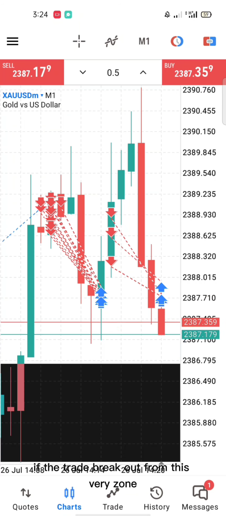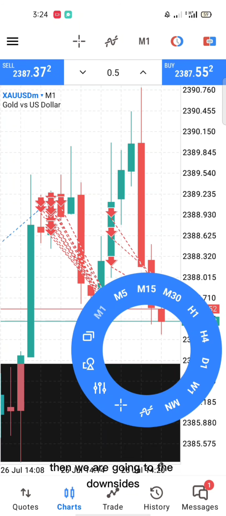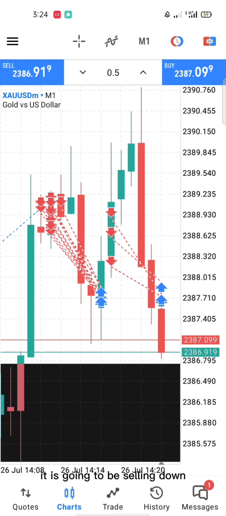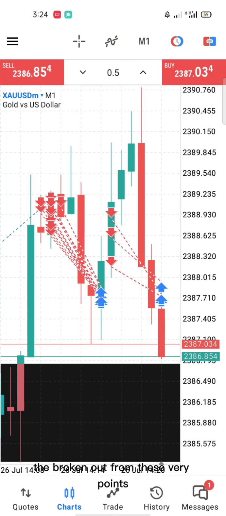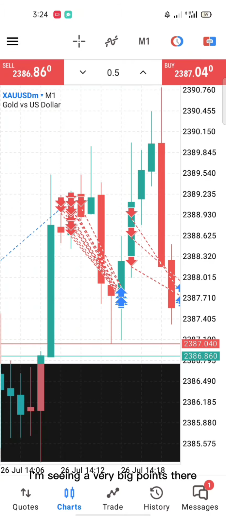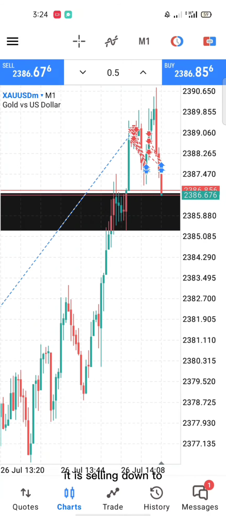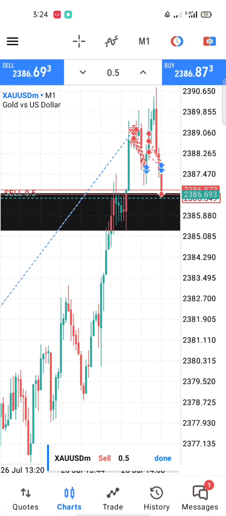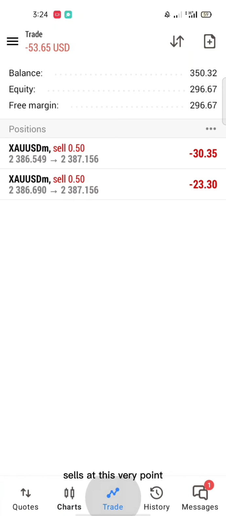If the trade breaks out from this very zone, then we are going to the downside, like the trade is going. So currently, the trade is selling down. It has broken out from this very point. I'm seeing a very big point there. The trade is selling down too. So currently enter sales now. Let's enter more sales at the very point.